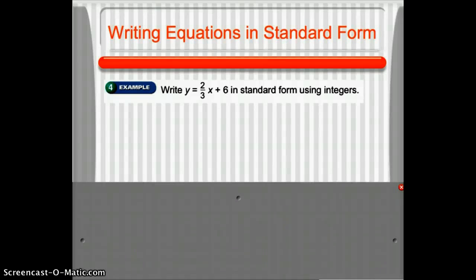Okay, so this is usually the hardest part for people, writing it in standard form using integers. So if you don't have standard form memorized yet, standard form says ax plus by equals c, and it's in integer form. So now we're not trying to get y alone. Right now y is alone, and it's in slope-intercept form, which is a great form for a lot of things, but sometimes we want standard form. So if I want this equation to look like this, one thing that I need to do is get x and y both on the same side. So I like them on the left. So y is already on the left.